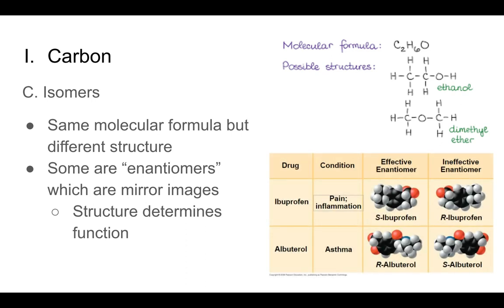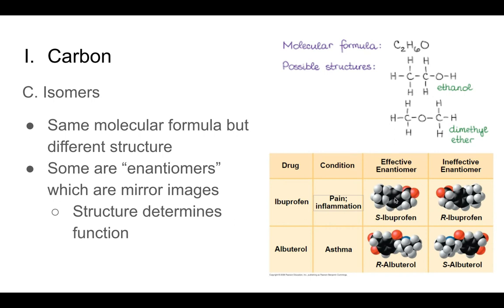Now, there are also isomers that are special called enantiomers, and that is a very odd word, but some of these isomers are enantiomers. Enantiomers mean that they are mirror images of each other, sort of like if you hold both of your hands out in front of you, palms facing up, your hands are mirror images of each other. And so here is an example. These 2 molecules are mirror images of each other.